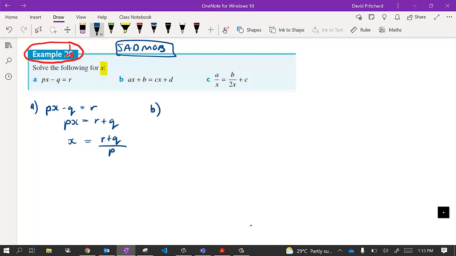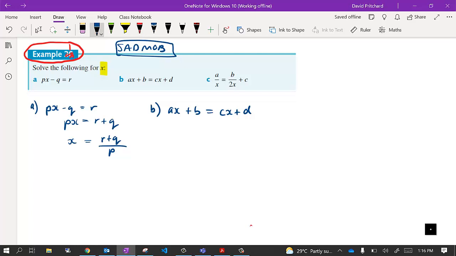All right, when we look at the second one, we've got a little bit of a dilemma. We've got ax plus b and cx plus d. It's not quite so easy because x is on both sides of the equation. So the first thought needs to be we need to get those x's together, and we need to get everything else on the other side. So my first thought would be that I could subtract cx from both sides.